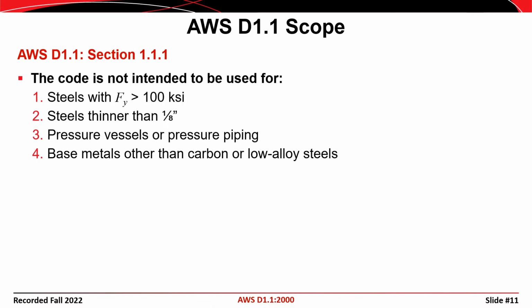AWS D1.1 Section 1.1.1 gives us limitations or the scope for the specification. In fact, it says that the code is not intended to be used for steels that have a yield strength greater than 100 ksi, steels that are thinner than 1/8 of an inch, pressure vessels or pressure piping, or base metals other than carbon or low alloy steels.